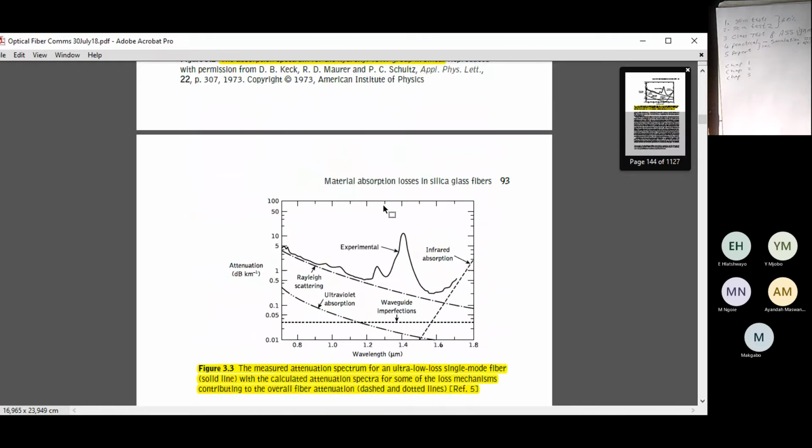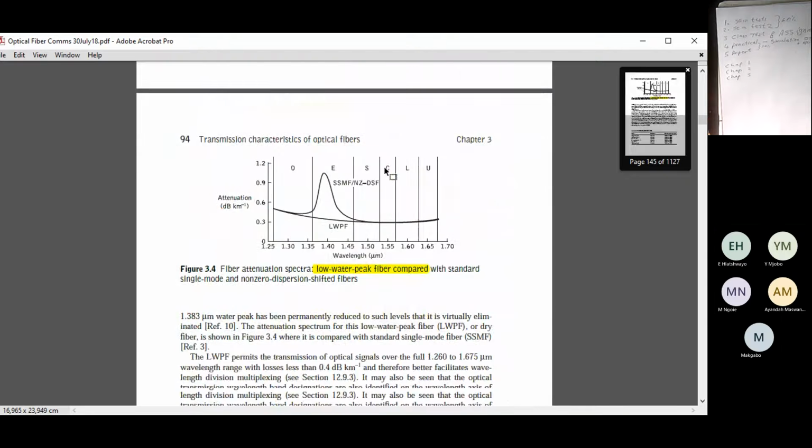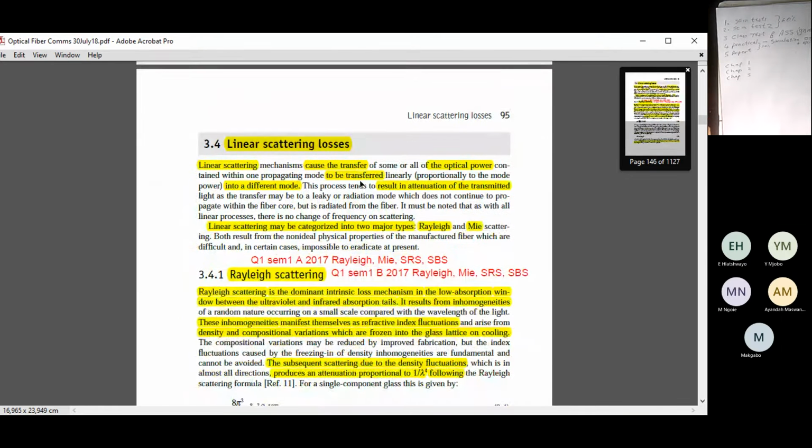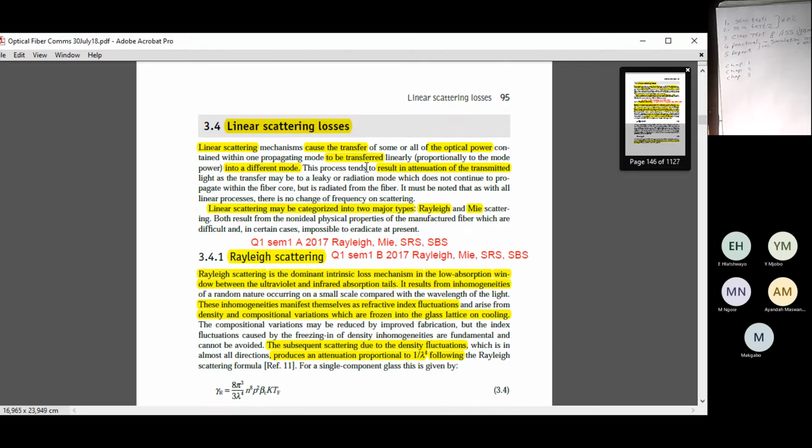Okay, I'm going to skip this. I'm just showing you those two words. You must know what it is and the difference between them. Then we get to linear scattering losses. This is a bit difficult, people. You must concentrate now. On the linear scattering losses, we have two types in yellow here, Rayleigh and Mie scattering. Now that's scattering inside the fiber, and it causes losses for us.